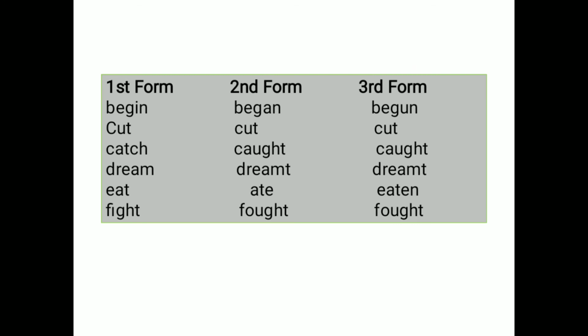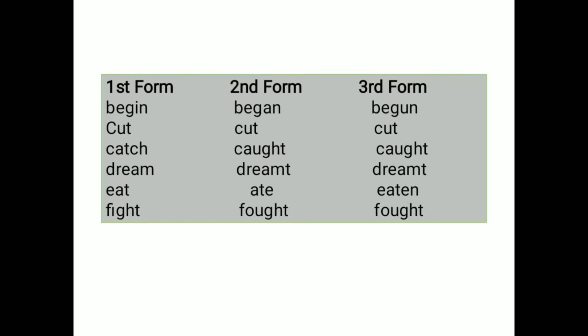Another example, dream: first form dream, second form dreamed, third form dreamed. And the next, eat: second form ate, third form eaten. The last example, fight, fought, and fought. First, second, and third forms have been given here. This is called irregular verbs. There are 100 irregular verbs. You can Google it, and this is very useful for the usage of tenses.